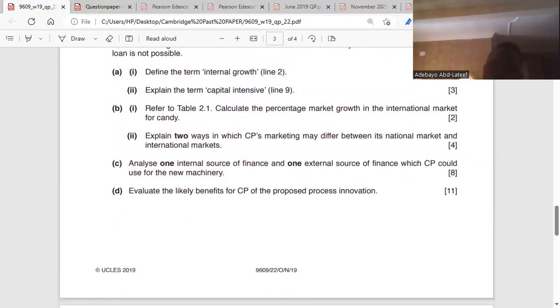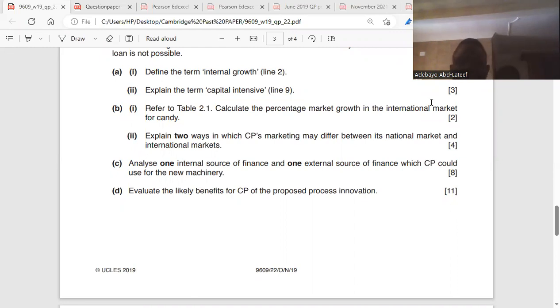For external source of finance, this is a source of fund that comes through other sources, so you are sourcing for funds outside the business. That's the external source of finance. But note that CP is a public limited company, right? That means CP can sell shares to the public, and by raising funds from the public, it can buy the machine. But note, if CP is selling its shares, it's going to start losing control of the business. Clear, right? Yeah. We'll move on.